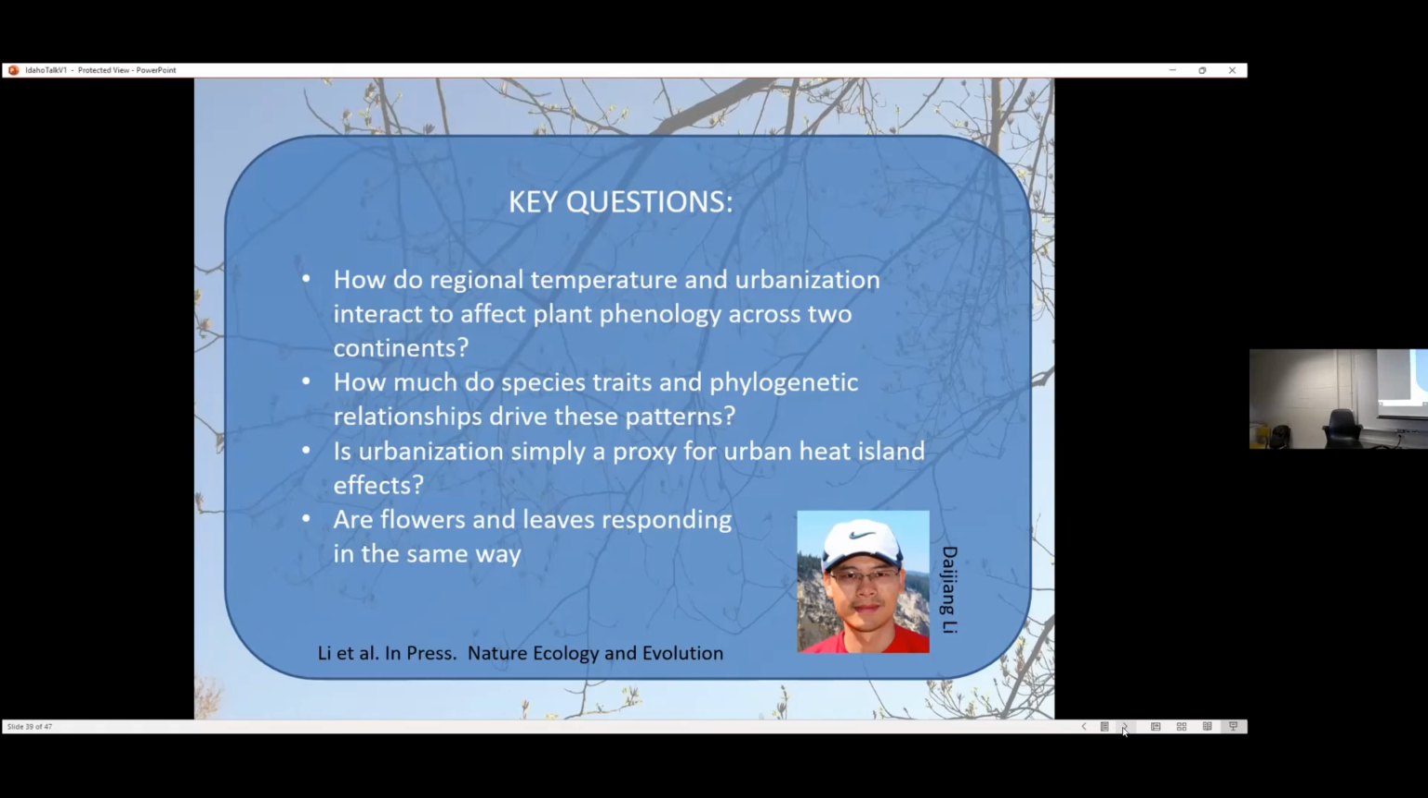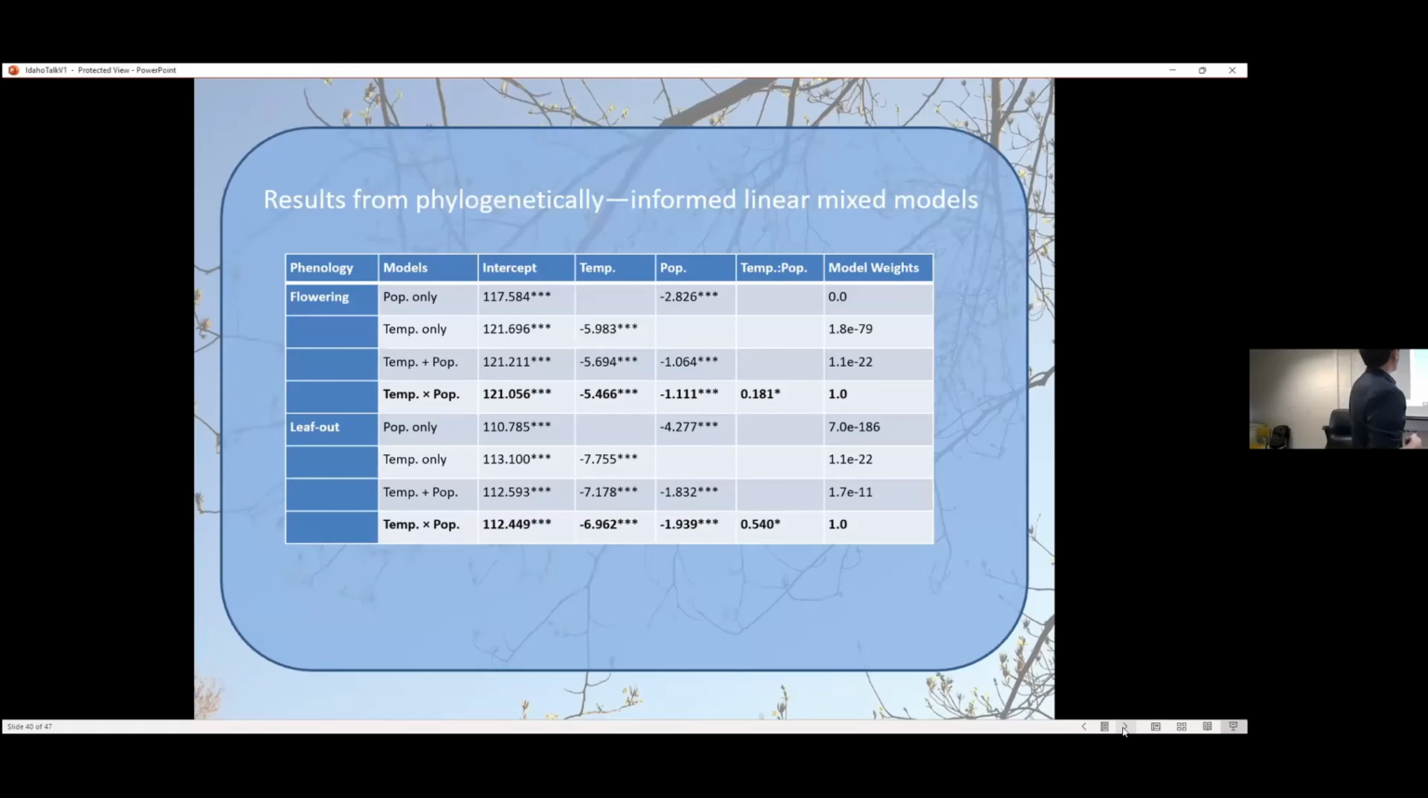What about changing water flow in cities? What about pollution? What about all the other factors that are clearly happening that change the core physiology of plants that live in urban areas? And we wanted to see if we found the same patterns for flowers and leaves. Okay, so what do we find?